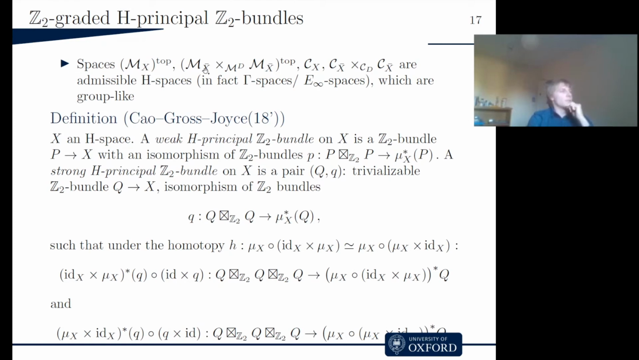But essentially, all our spaces have an addition map on them, which turns them into something called admissible H spaces, but even more so, they are gamma spaces or infinity spaces, which are group-like. The H space story means that they are monoids inside of the homotopy category, and the fact that they are group-like just means that these monoids have an inversion map.